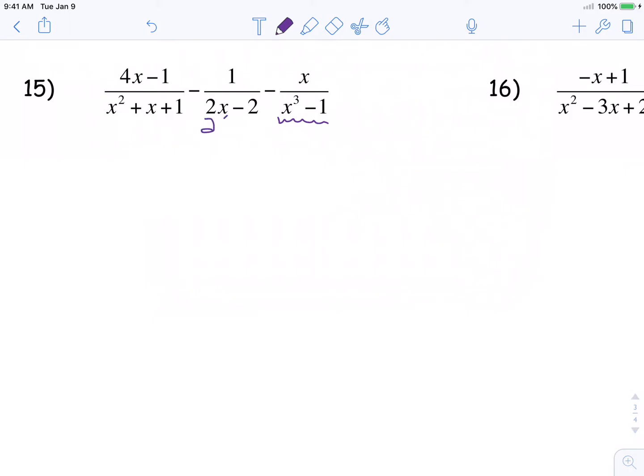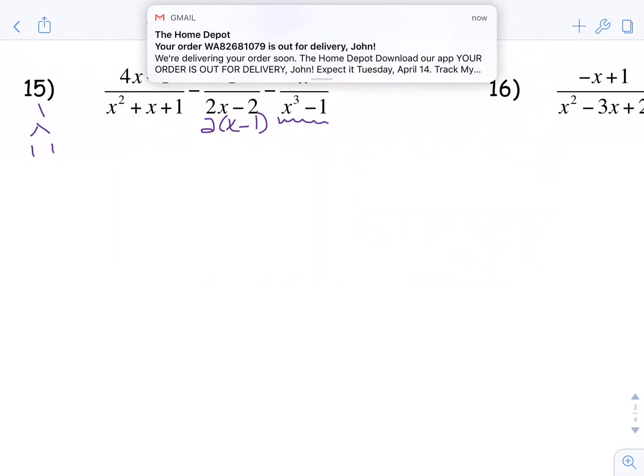So the second one I would take out a 2. The first one actually can't be factored. If I try and factor it, I have a 1, and 1 times 1 is the only thing that makes 1, and there's no way that 1 and 1 can add to be 1 as well. So that one doesn't break down or factor. But that third one, x cubed minus 1, that's a perfect cube. We factored these way back in chapter 5, but then we did a little review at the beginning of this chapter, which was a long time ago.